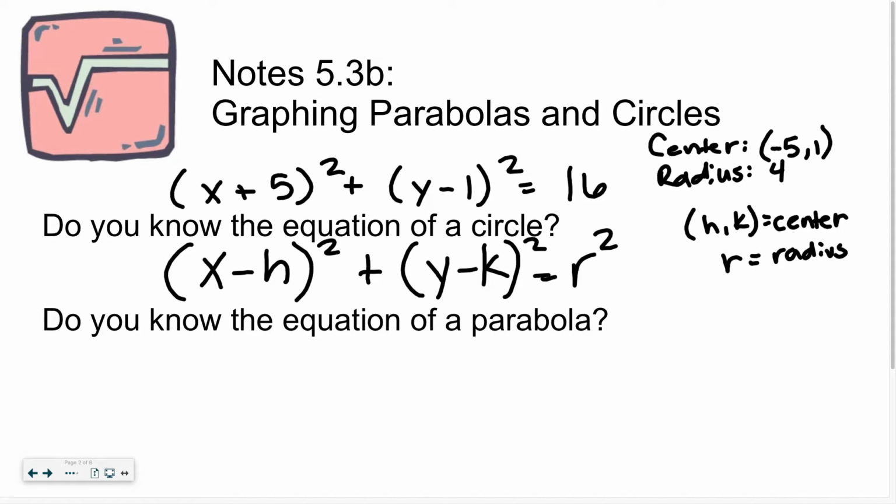So we could do like what Izzy was describing. We could put our center point. We'll count left 5 and up 1. Draw that little center point. And then from the center point, we could count out up 4, down 4, left 4, right 4, draw a round shape. That's graphing a circle. So that one will be pretty easy.